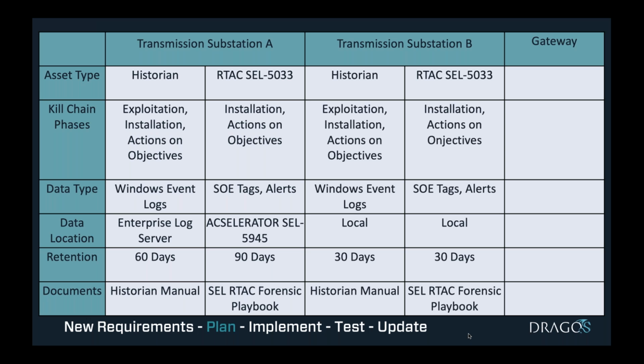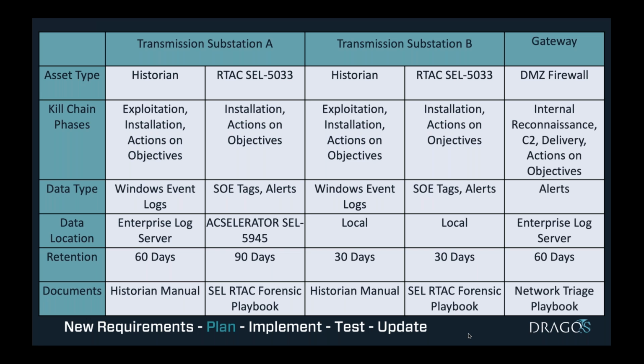Our transmission substation B is a little bit outdated. Imagine we're doing an update scenario; we've made it through one substation, we haven't through the other. So we've got very similar devices, but if we look at the data location, in this case, they are stored local. We haven't started aggregating that point yet. And that probably impacts our retention as well, because we're contingent on local resources rather than an aggregation point that we can stick additional storage on. But we've got the same document references there as well.